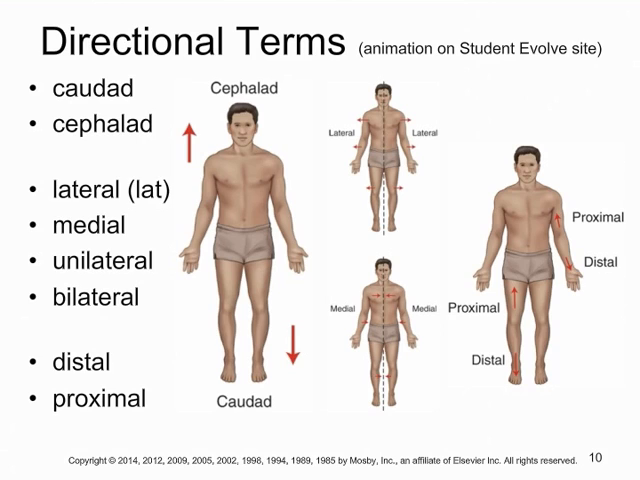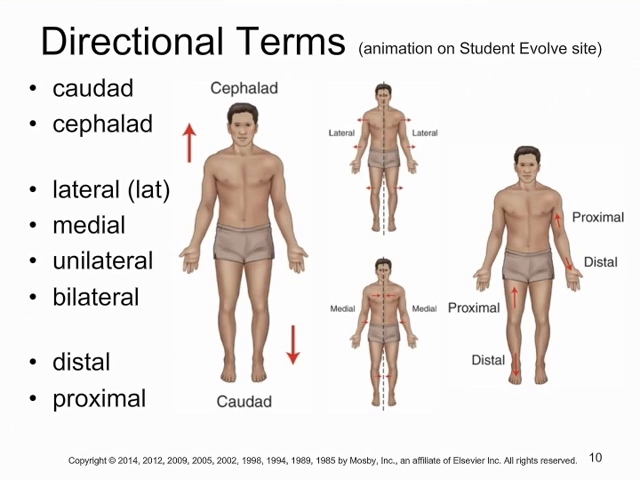So the person is standing erect or laying down face up, and the palms are facing up. Anything that's going towards the head would be cephalad. Away from the head, meaning towards the tail, is caudad. Lateral would mean away from the midline of the body, medial toward the midline. And the midline is just that imaginary dotted line if you cut yourself vertically in half. As I mentioned before, unilateral would be pertaining to only one side, whereas bilateral means pertaining to two sides or both sides of the body.